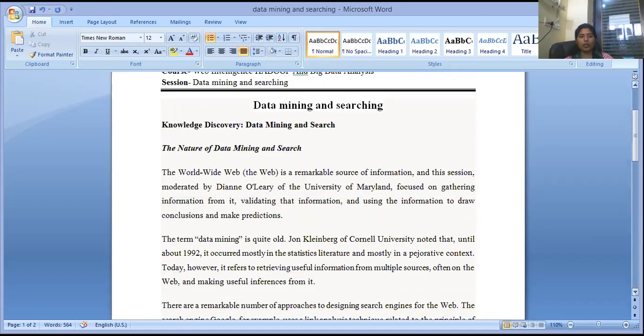We talk about how data mining and searching is also known as knowledge discovery. Suppose you have the ideas and knowledge regarding all that data, so this is called knowledge discovery. And the nature of data mining and searching is that the World Wide Web is a remarkable source of information. This is well known to you that whenever you want to get more information, you use web browsers and the World Wide Web, www.